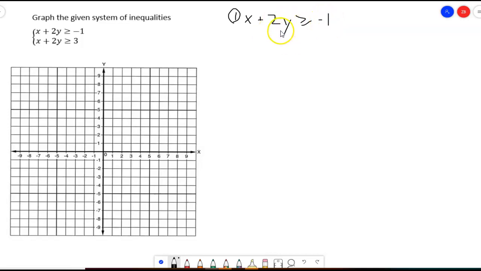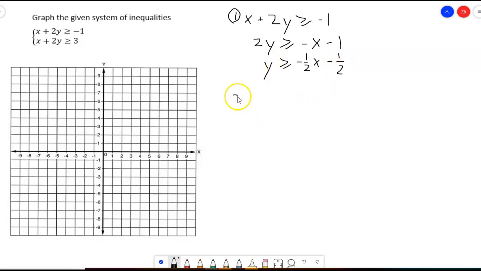Now, to get it into y-intercept form, we just need the y by itself on one side and everything else on the other side. So I'll start by subtracting the x from both sides. So it'll look like this: 2y is greater than or equal to -x minus 1. And the last thing I'm going to do is divide everything by 2. And so y is greater than or equal to -1/2 x, because remember, that's just x over 2, which is the same as 1/2, minus 1/2. So this is what the first equation looks like.